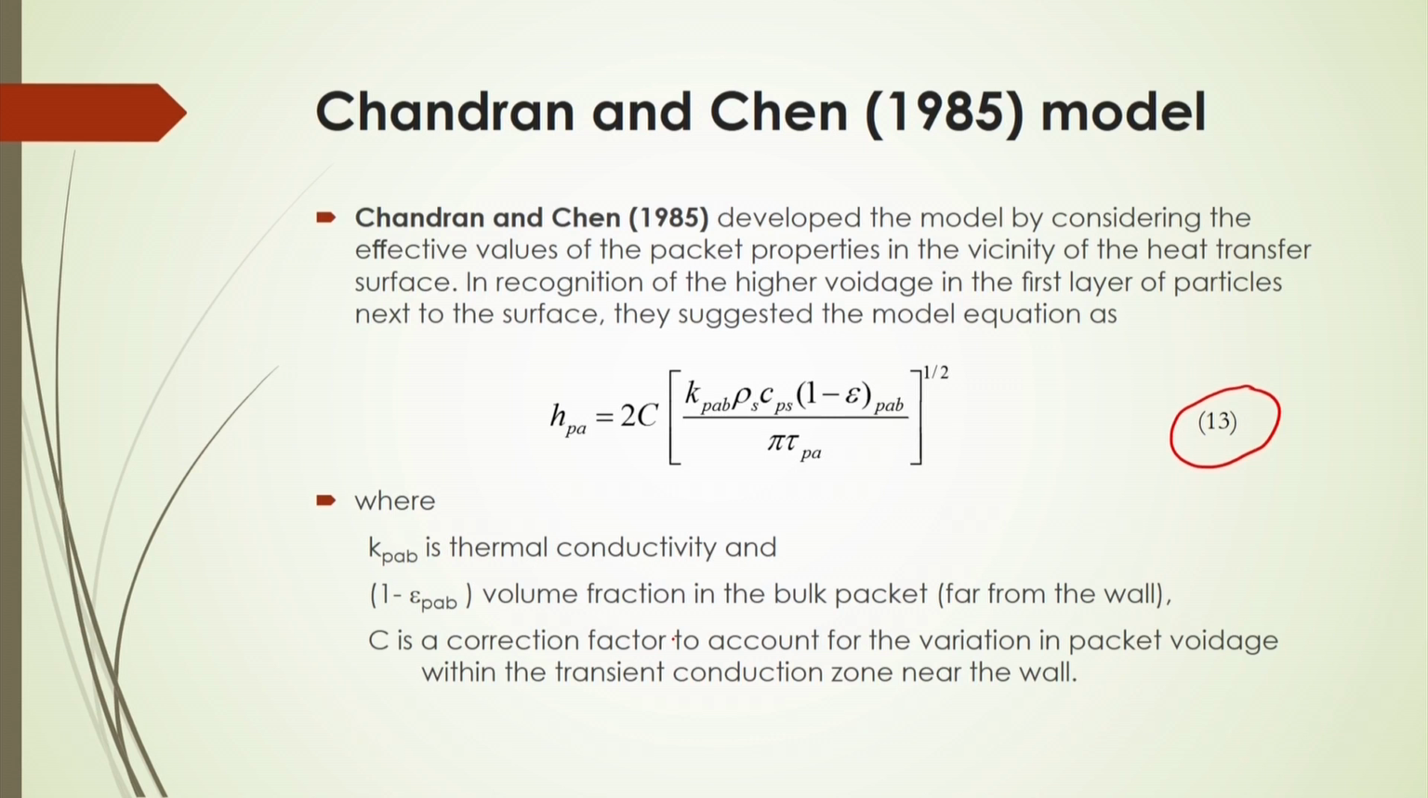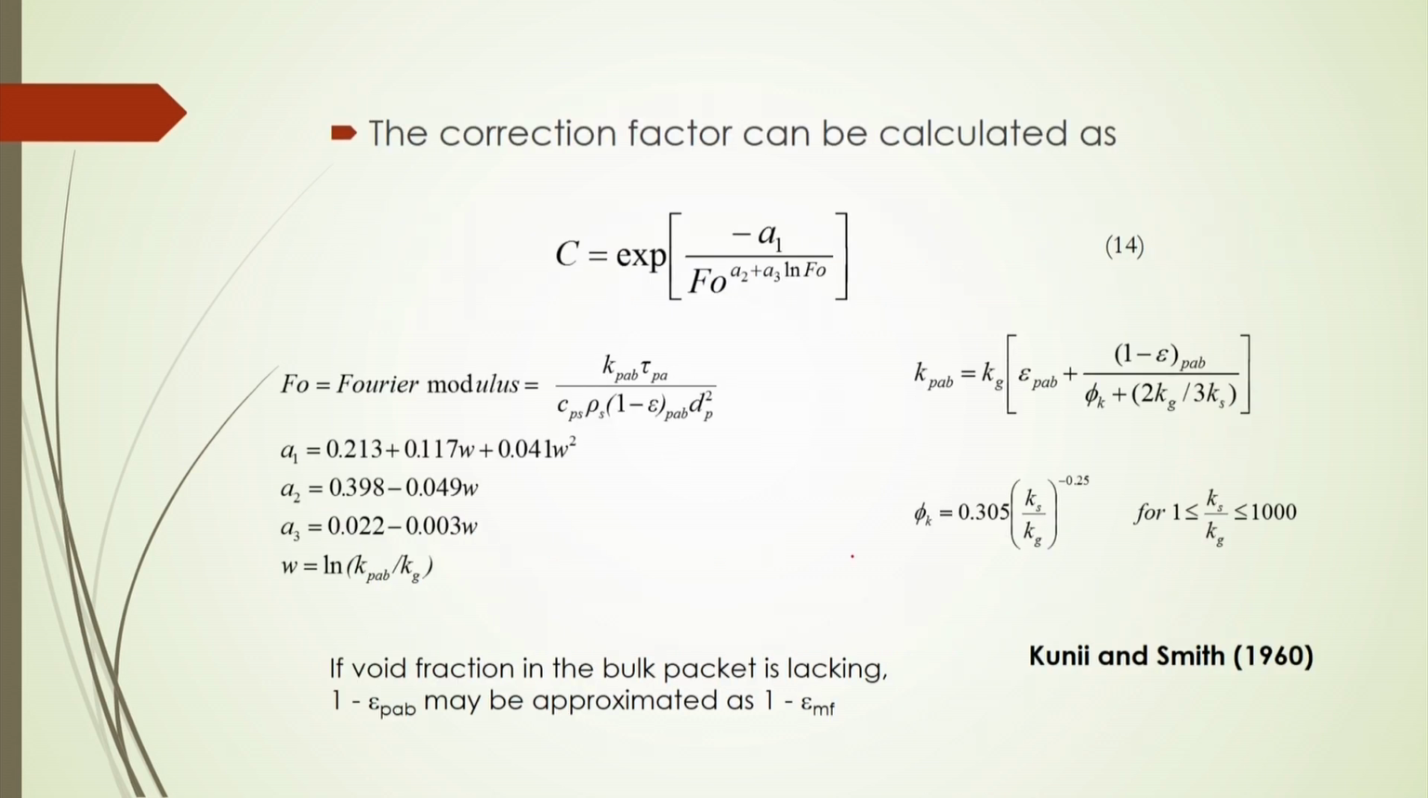So, based on this equation one can calculate what should be the heat transfer coefficient for the packet or packed particles there. This correction factor can be calculated by equation number 14 given here. This is a function of the Fourier modulus, which is defined by this equation here, and these important parameters like A1, A2 and A3.